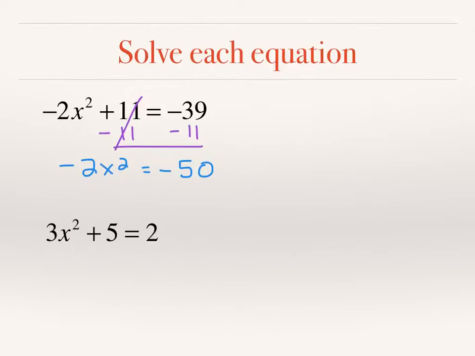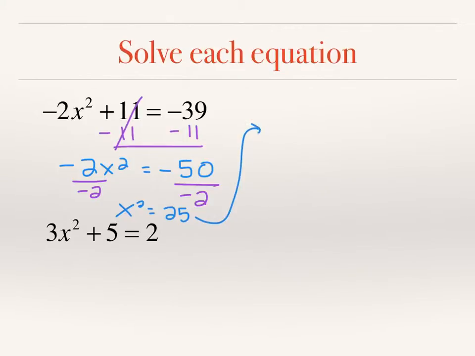Now, I know some of you are really anxious to take a square root here, and you've got the right idea, but before I can take a square root, I want to make sure that I'm down to just what's being squared. And in this problem, only the x is being squared. So before I can take a square root, I need to get rid of this negative 2. So I'm going to divide by negative 2, and I'm left with x squared equals 25.